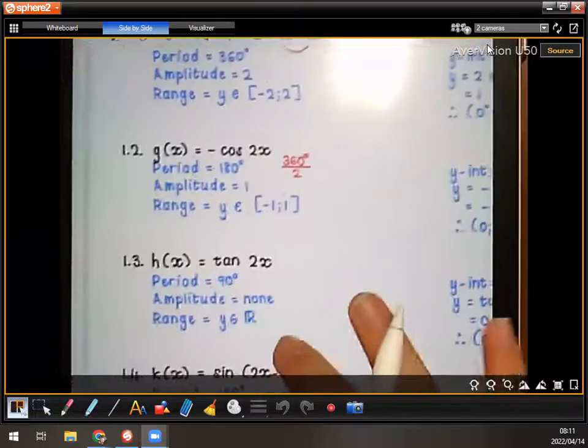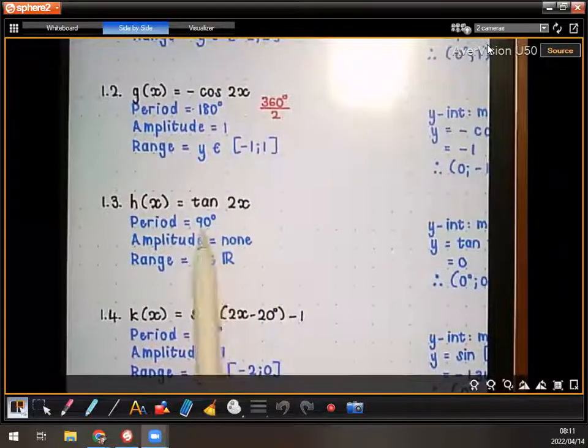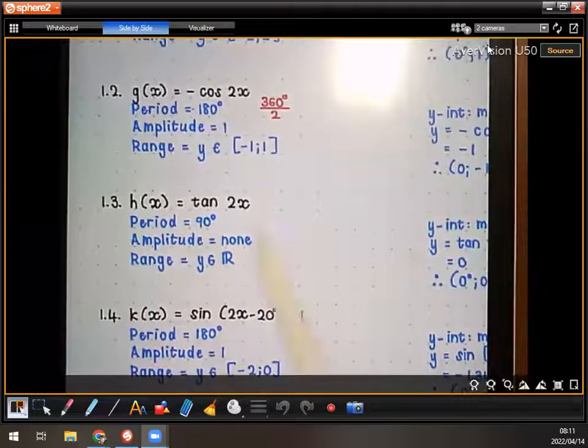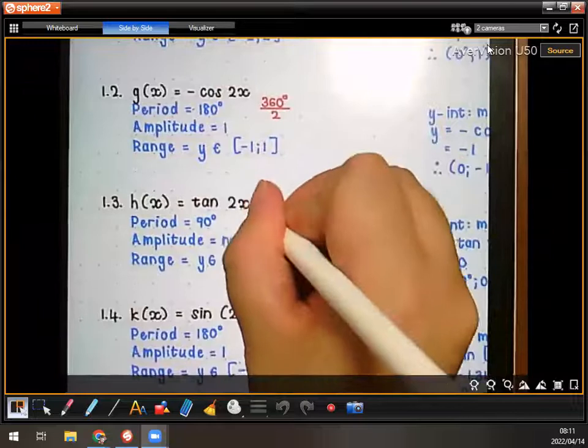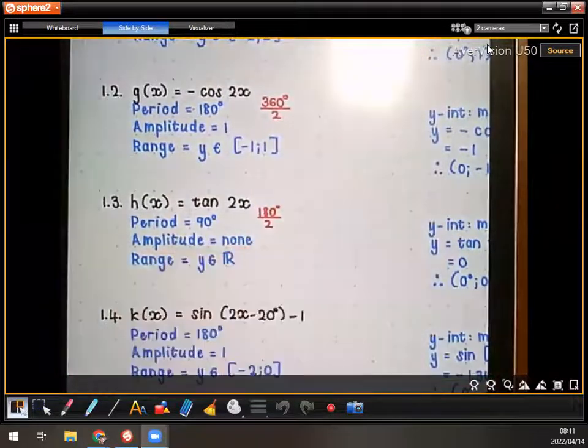Okay, next one, tan 2x. Now again, guys, there's a 2 in front of the x, so that's going to influence the period. The normal period of a tan graph is 180. So with this one, you're going to get 180 over 2, which is just 90 degrees. That's where that answer comes from.